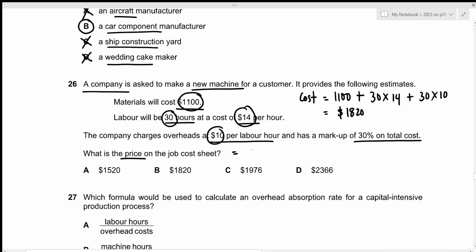Now for the price of the job itself, we just have to apply the markup of 30%. So that will be 1820 times 1 plus 30%. That results in the amount of 2,366. That's the answer we're looking for, which is given in option D.